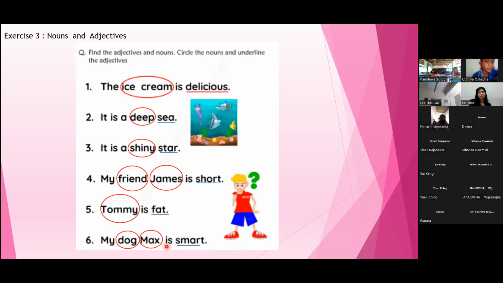How about any other adjectives? My dog Max is smart and brown. And brown. Yes, color. Very good. Well done. Okay. So you see, adjectives may not be only one. You can have more than one in a sentence.